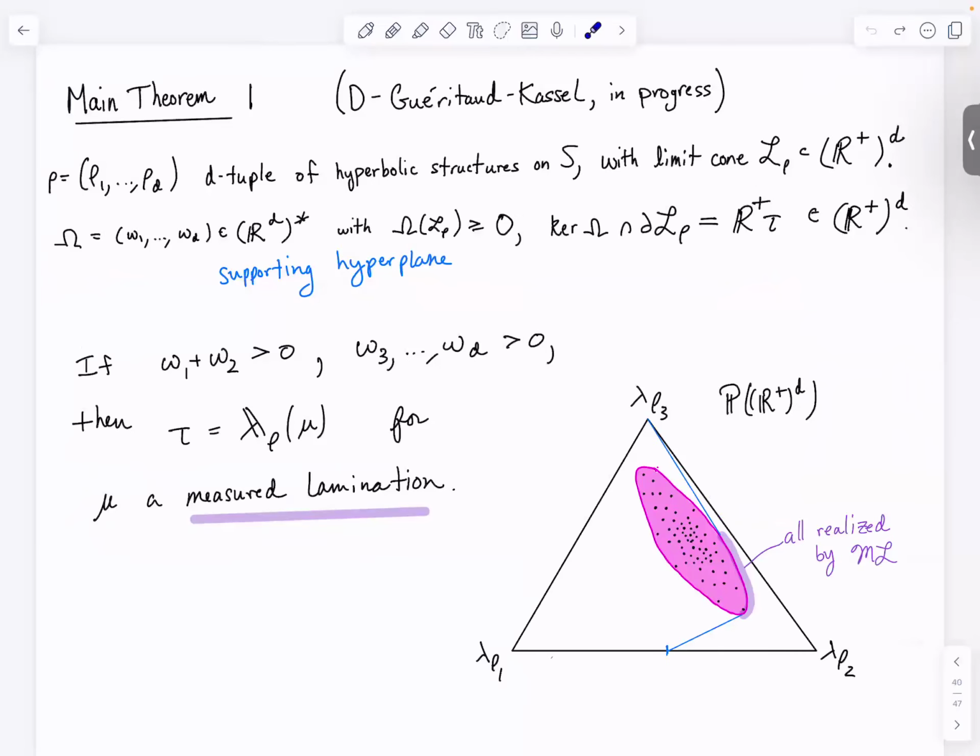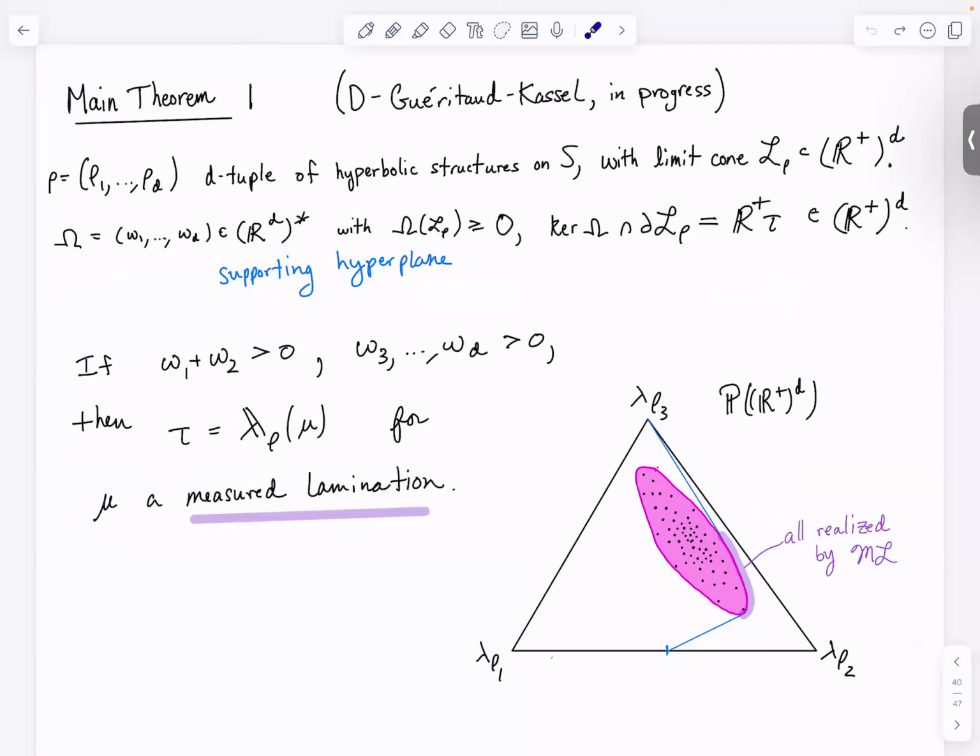Here's a picture of what this condition means. In fact, all of these points in this picture are realized by measured laminations. Okay. Is it true that every point on the boundary is realized by a measured lamination? No, that's not true. And then let me just end by stating main theorem 2.